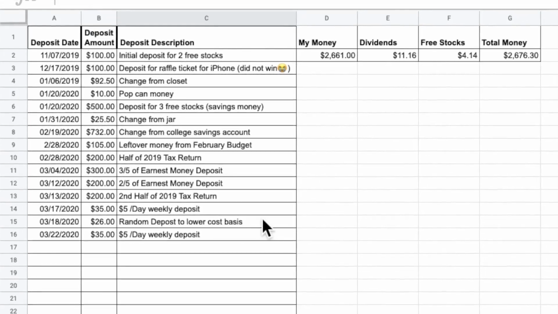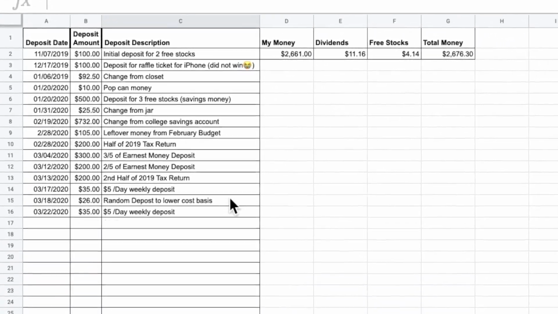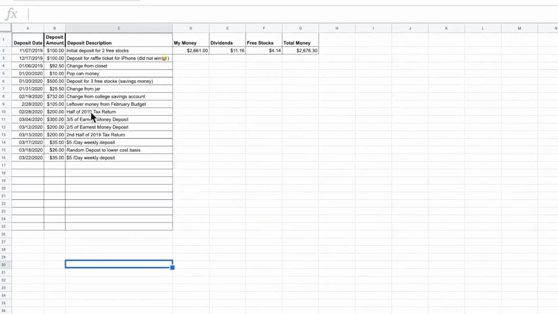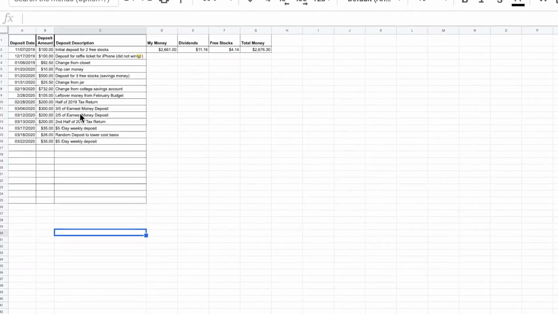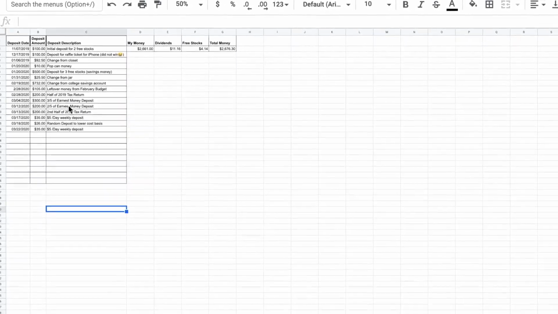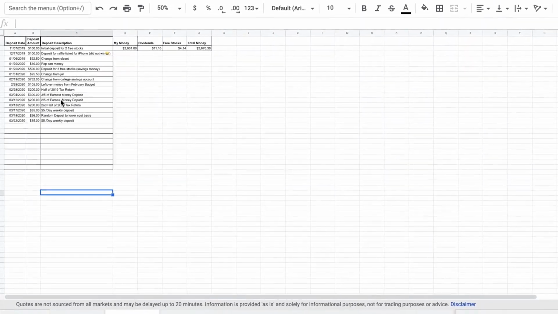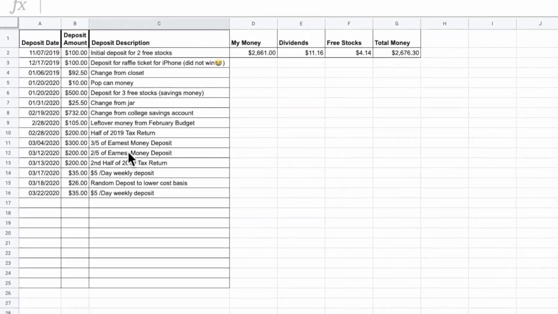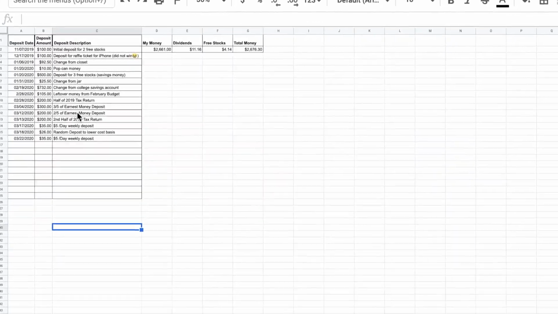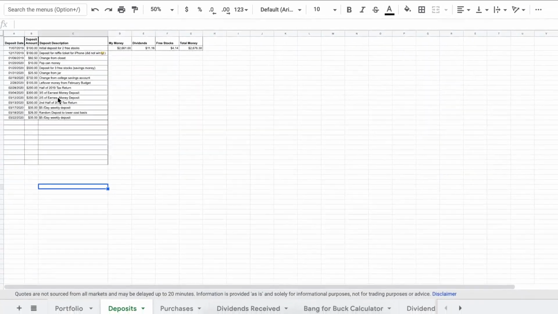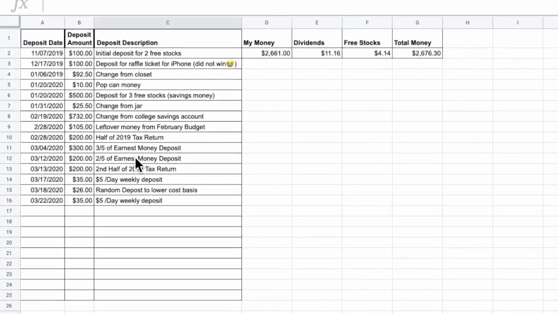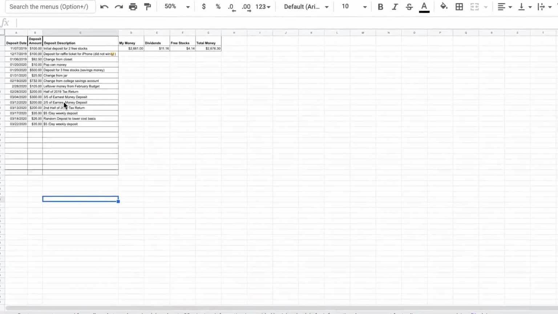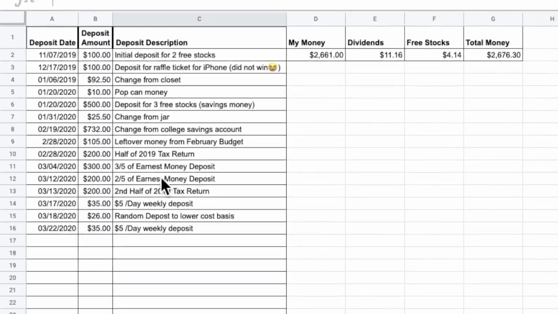So I deposited a total of almost $800 this month, most of which, the big chunk, was my tax return and an earnest money deposit that I received from someone who backed out of buying my house. And then I decided, starting the month of March, I was going to deposit $5 a day into the account. So basically every week I'm going to deposit $35. That way I have a little bit of money going into the account every week, and I'll use that money to make purchases.